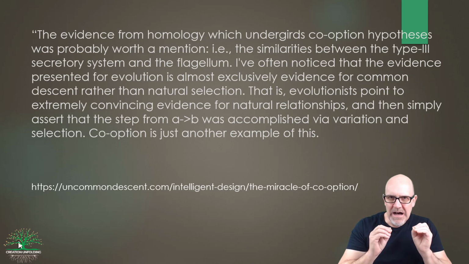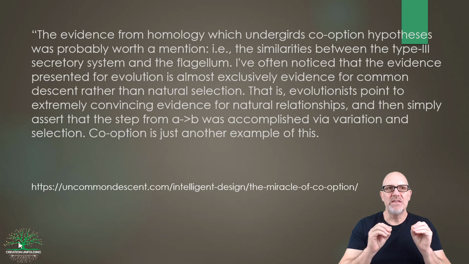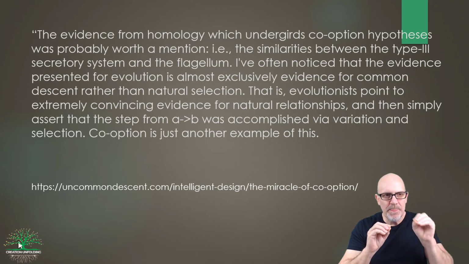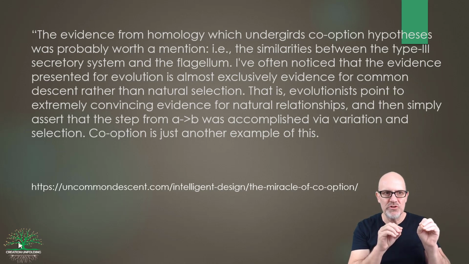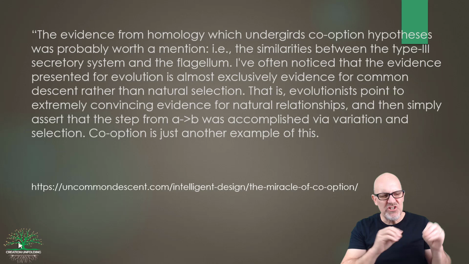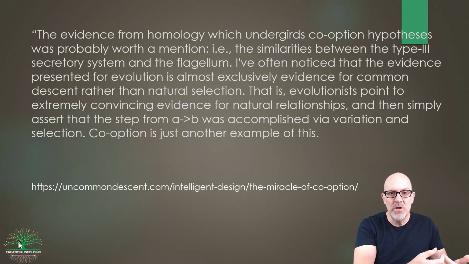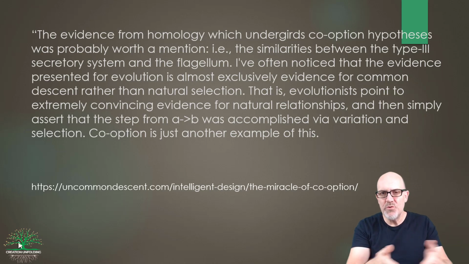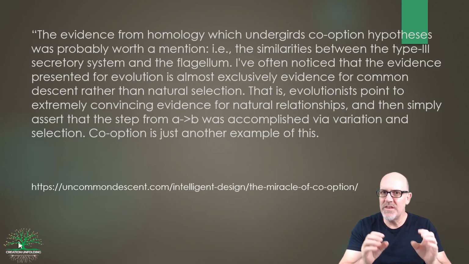They have lots and lots of parts that are in common, and they do look very, very close to each other. So what he's saying is that this concept of homology, that there is some previous foundation which we see, and upon which the next level of evolution occurs, is what leads the evolutionists to assume that co-option occurred. So he goes on to say, I've often noticed that the evidence presented for evolution is almost exclusively evidence for common descent rather than natural selection.